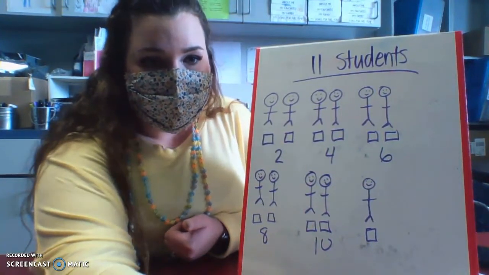Using either your cubes or an illustration or just even skip counting by twos in your head, that can help you determine if everyone will be able to have a partner or not. And then in that case, if I had a class with 11 students, I would make my last group a group of 3 because we don't leave anyone out.